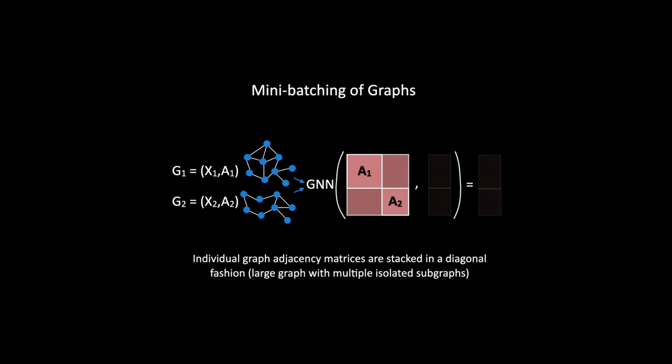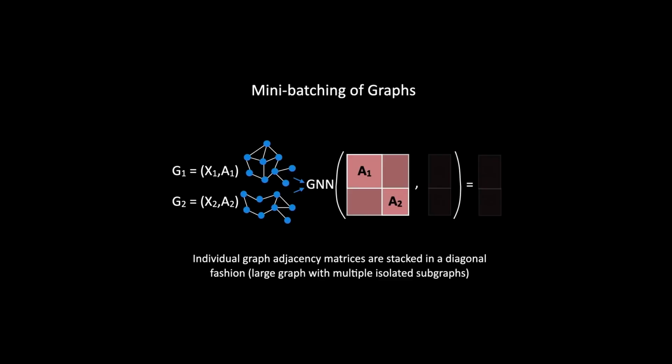PyTorch Geometric stacks the individual graph adjacency matrices in a diagonal fashion, and it sets up a very large graph with multiple isolated subgraphs. Here in the visualization, we have two graphs G1 and G2. The node features of the graph are represented by X, and the adjacency matrix is A, so we have X1, X2, and A1, A2 for the two graphs. Now, in order to stack these graphs together in a single batch, you take the adjacency matrices A1 and A2 and stack them in a diagonal fashion, as you see here on screen.